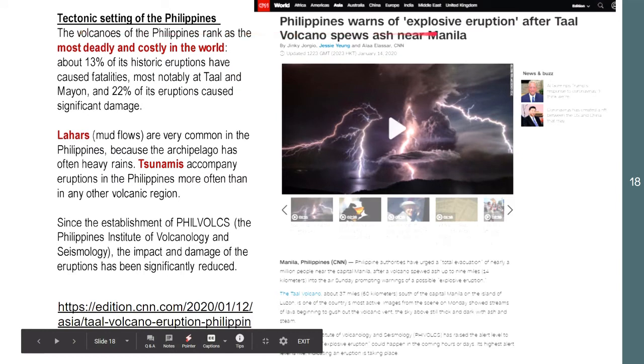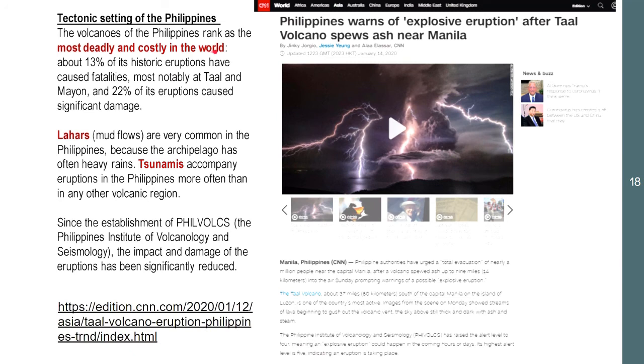The volcanoes of the Philippines rank as the most deadly and costly in the world. We are number one in that aspect because 30% of our historic eruptions and 22% of its eruptions have caused significant damage. Aside from the volcanic destruction, we also have lahar. Those are mud flows that happen when it rains right after a volcanic eruption. Tsunamis could also accompany our volcanic eruptions.